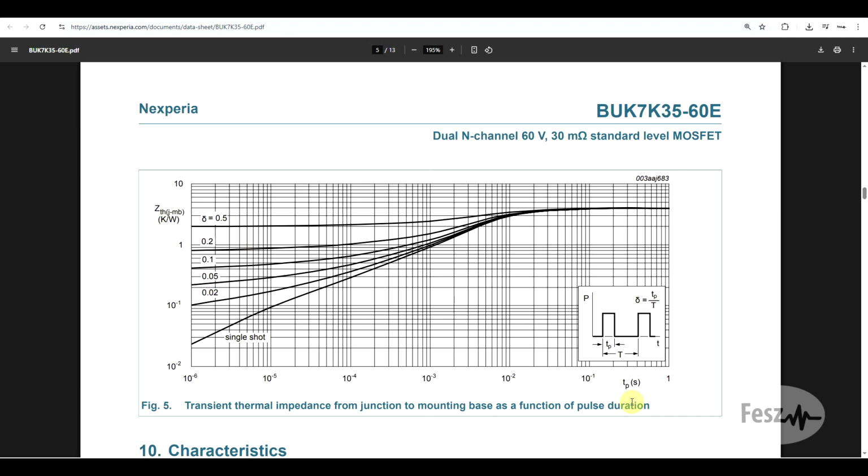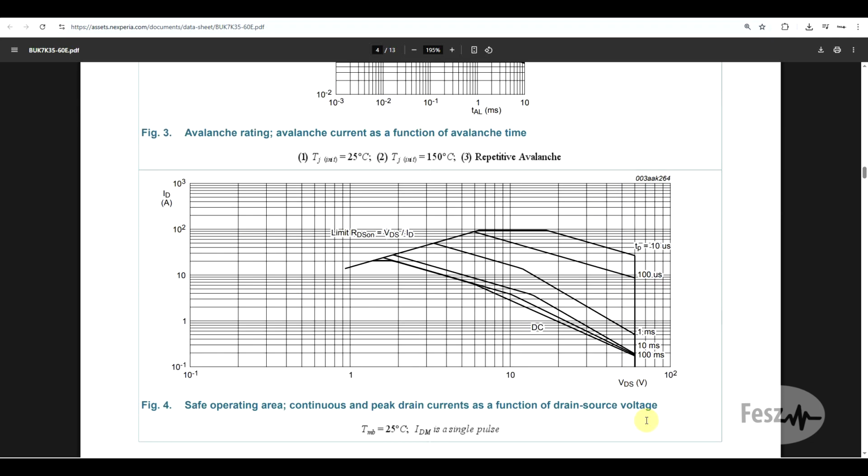Now, while this transient thermal impedance graph is not always provided, what is usually present, even in older datasheets, is the safe operating area graph. So this highlights the drain source voltage and drain current limits under DC conditions, as well as various pulse conditions. So these are usually single pulses, not repetitive, and the graph is only provided for 25 degrees. At higher temperatures, these limits will be shifted, but nevertheless, this should at least give you some sort of idea if you're overdriving the component or not.